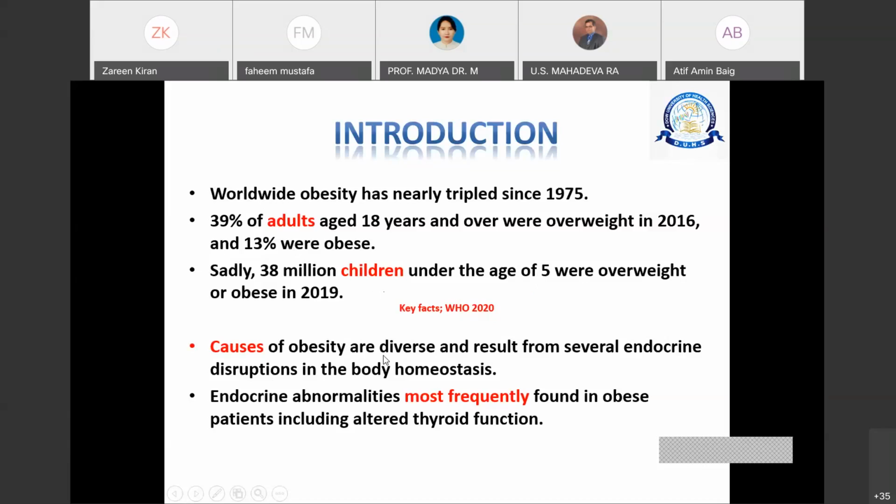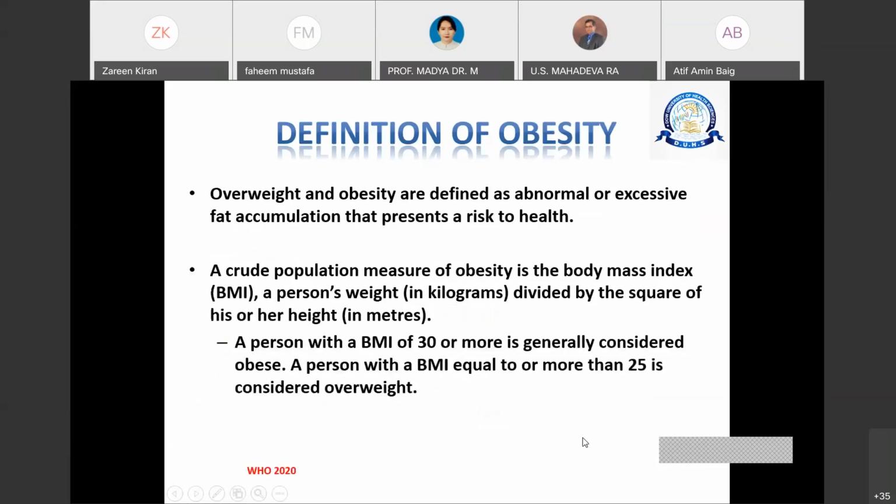The causes of obesity are diverse, arising from several endocrine disruptions in the body's homeostasis, we all know. One of the most frequently encountered endocrine abnormalities in obese patients is altered thyroid function, as hypothyroidism is quite well associated.